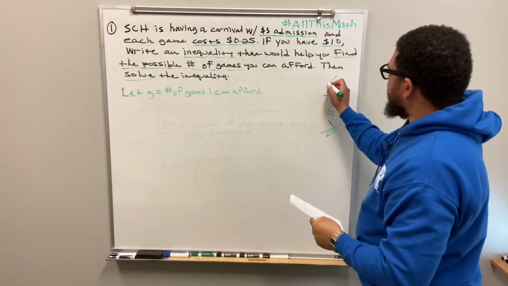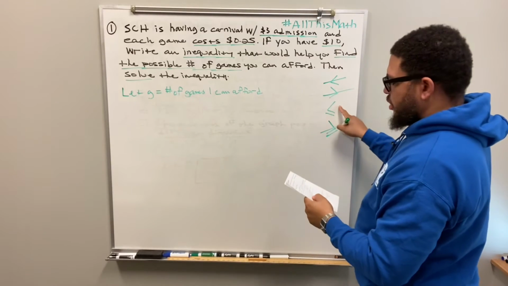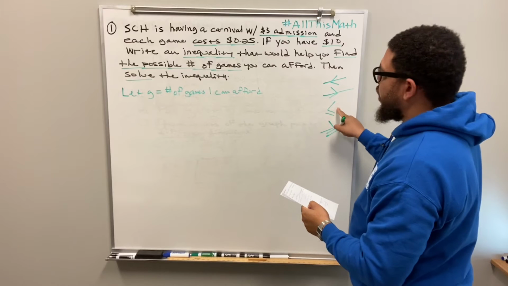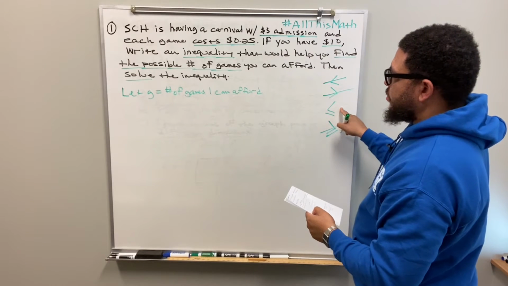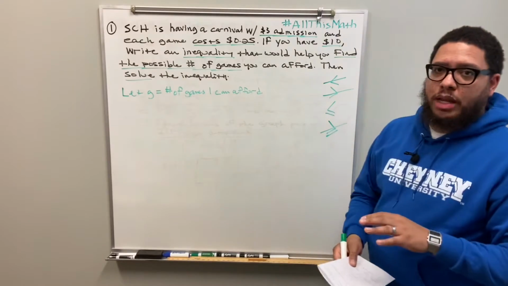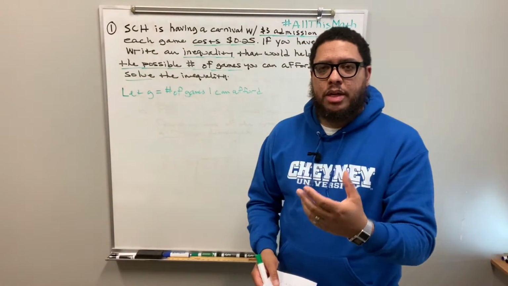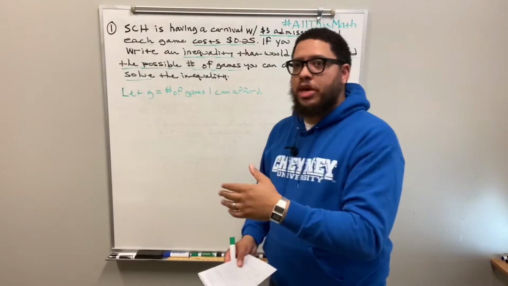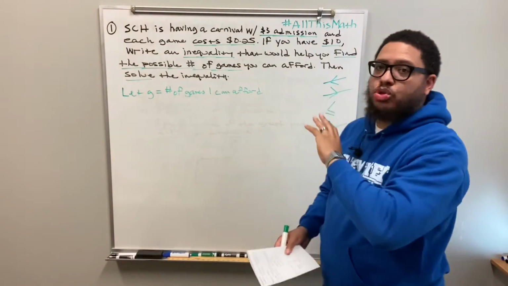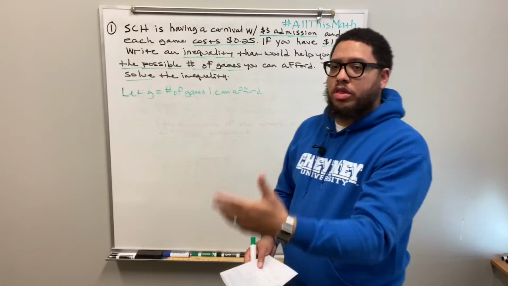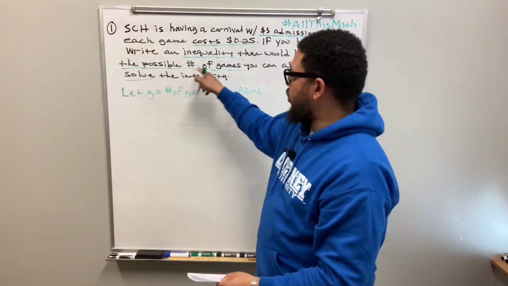So that means I'm going to rule this symbol out too. And I'm going to use this symbol right here. Less than or equal to $10, right? Less than or equal to $10. All right? That would be the inequality. So the amount of money I spend can be less than or equal to $10. Right? Because that shows all the possibilities. And this says the possible number of games.